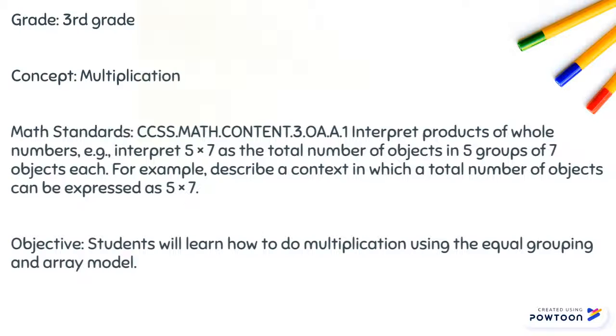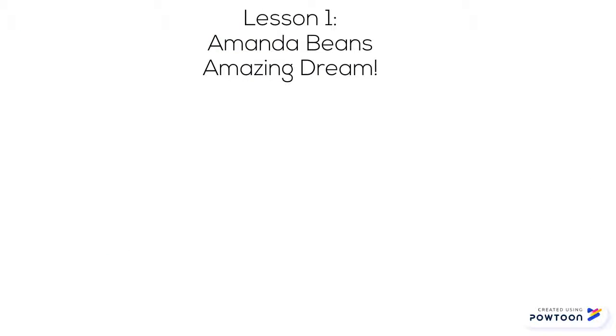To continue from my last slide, my Common Core math standard is to interpret products of whole numbers. So for example, students will be able to interpret 5 times 7 as the total number of objects in 5 groups of 7 objects each. My objective is students will learn how to do multiplication using equal grouping and the array model.